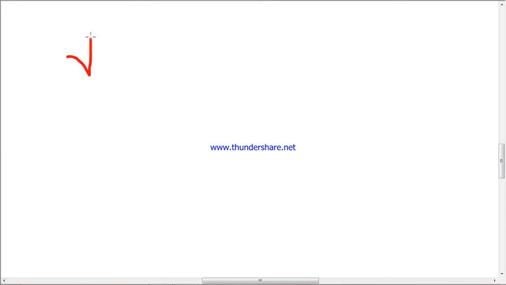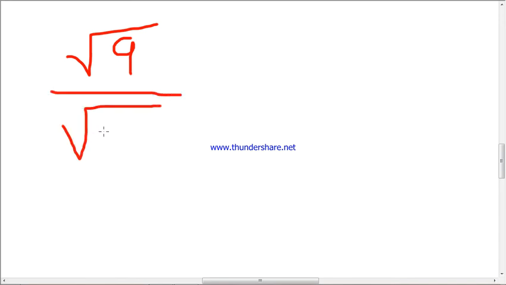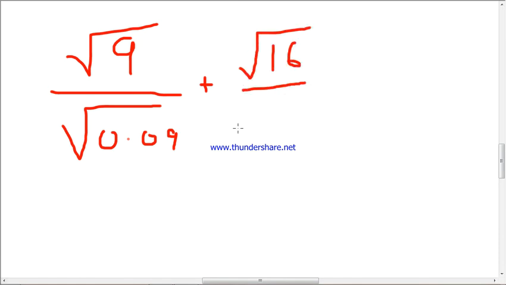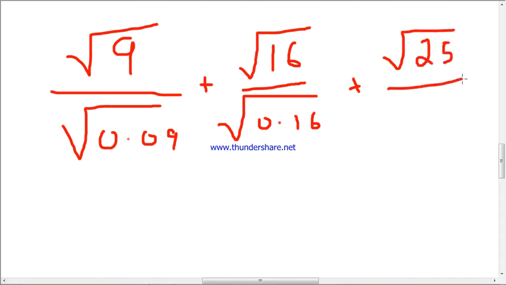27. Root over of 9 divided by root over of 0.09, plus root over of 16 divided by root over of 0.16, plus root over of 25 divided by root over of 0.25. This is the question given to us.